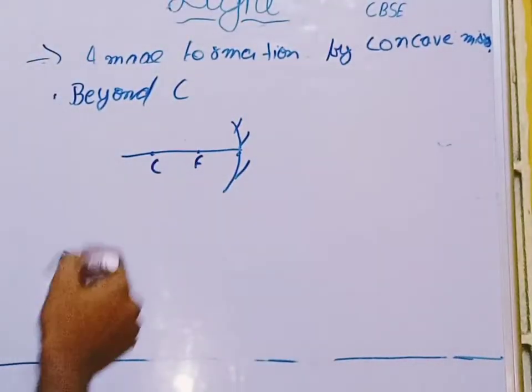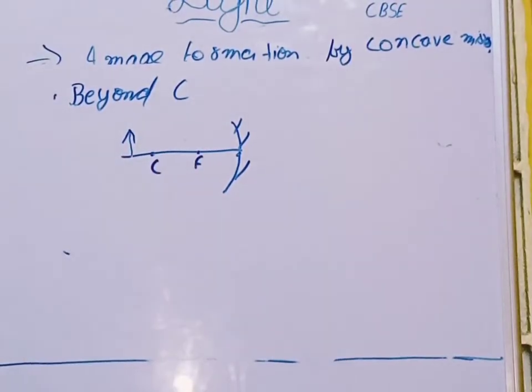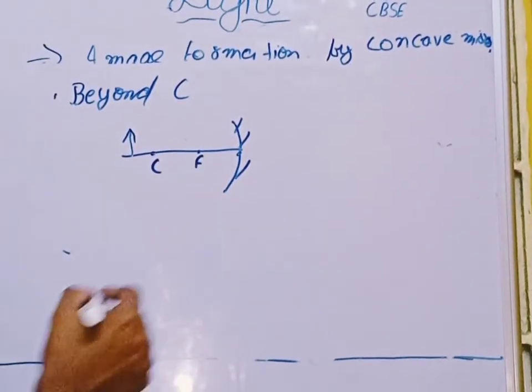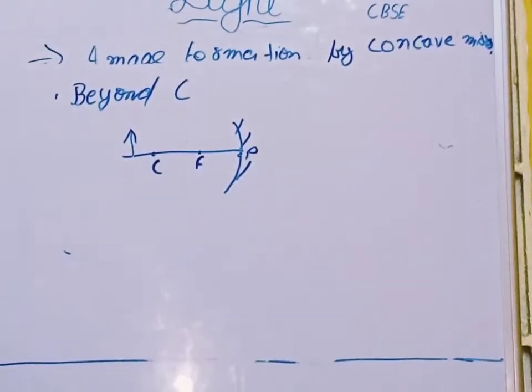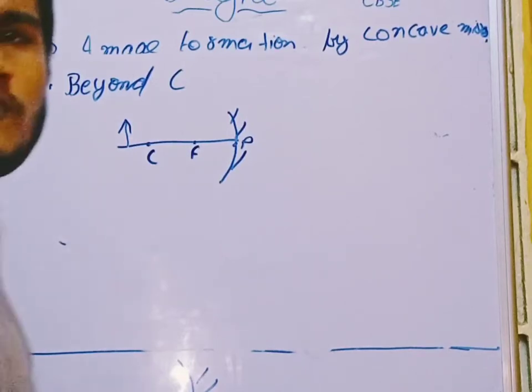I am between this and this. Okay, and it is saying that it is at beyond C. Something here is okay. It is P. Okay. This is like something position like this. Now we have to think.